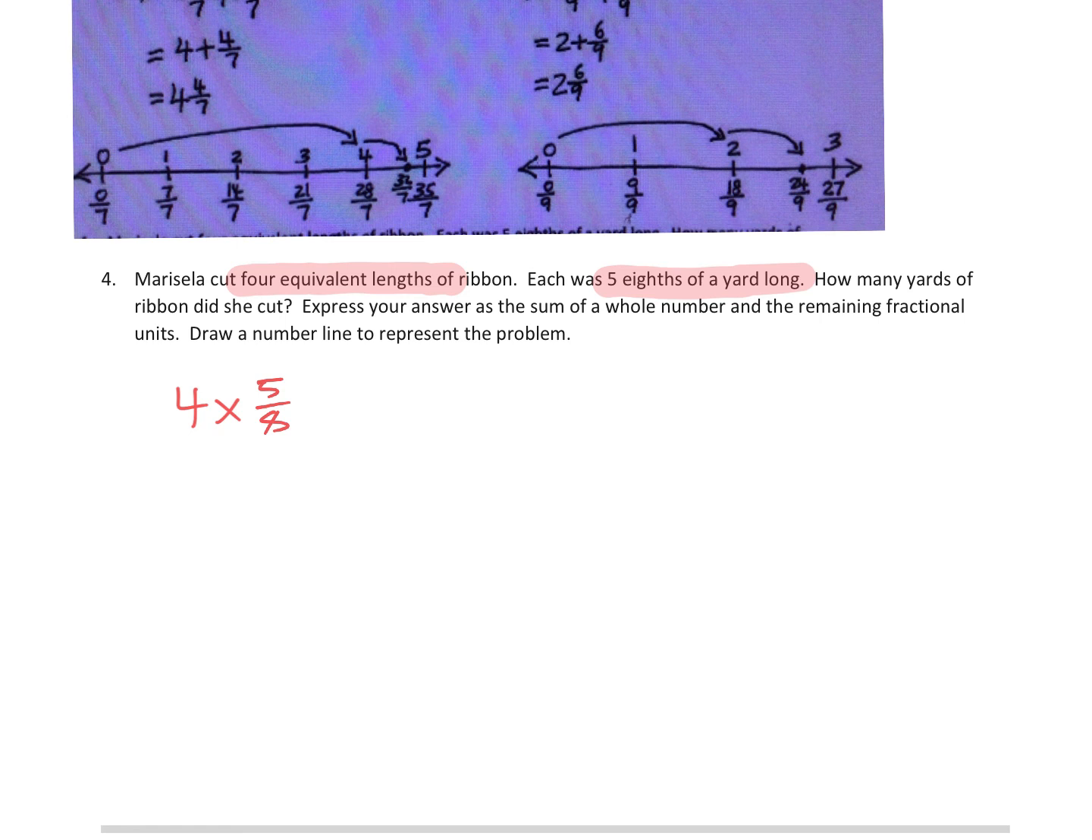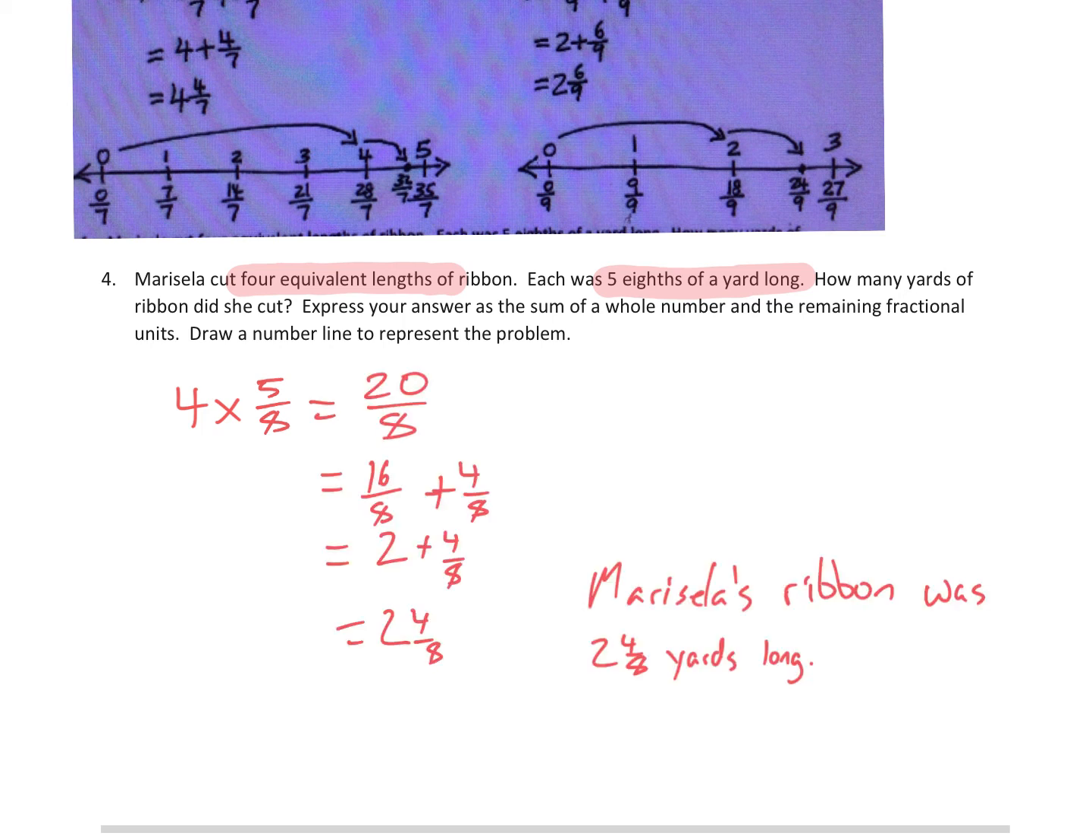Go ahead and see if you can solve the rest by yourself, and I'll have the answers pop up in 3, 2, 1. So your answer should be Maricela's ribbon was 2 4/8 yards long. Kiss your brain if you got it right. If you didn't, check the work. Other than that, we're all done.